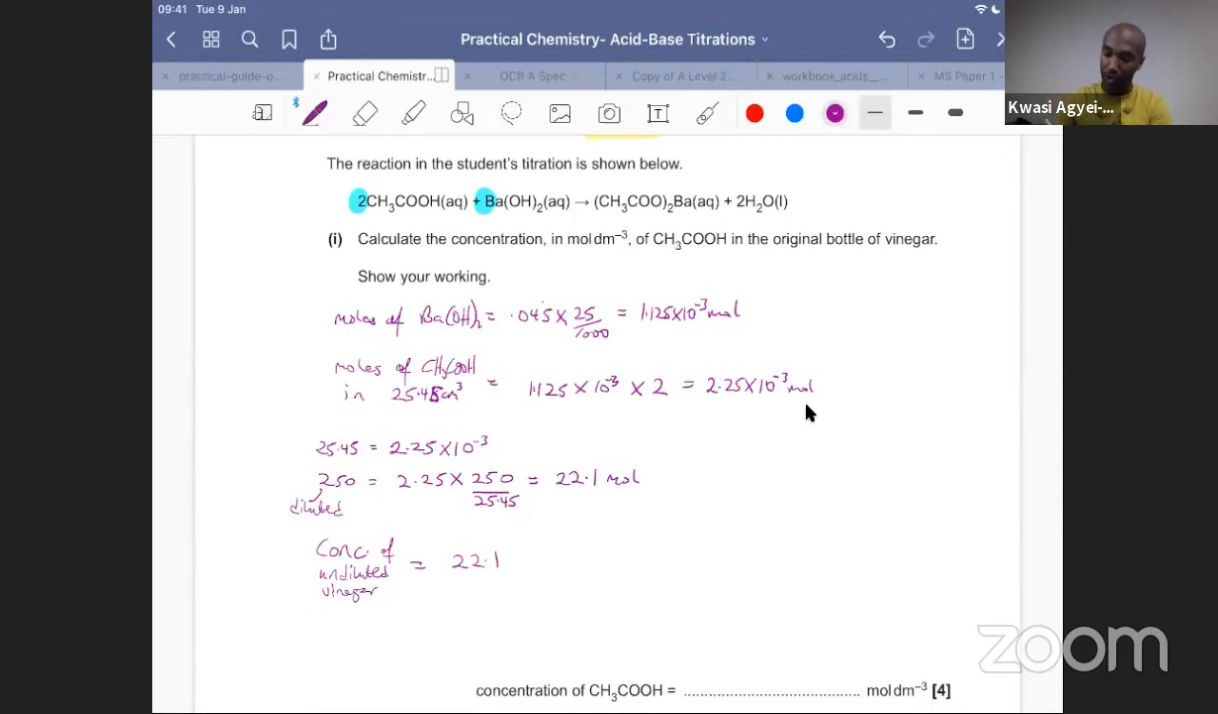So 22.1 divided by the original volume, which was 0.01 decimeters cubed, or 10 centimeters cubed over 1,000. You want to write it that way. So 22.1 divided by 0.01.